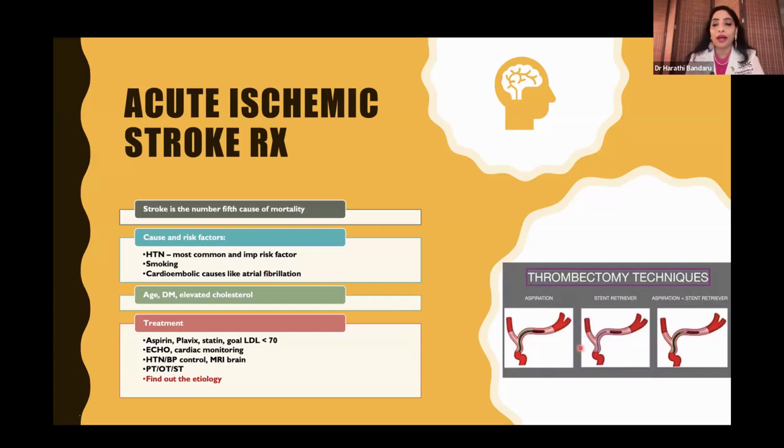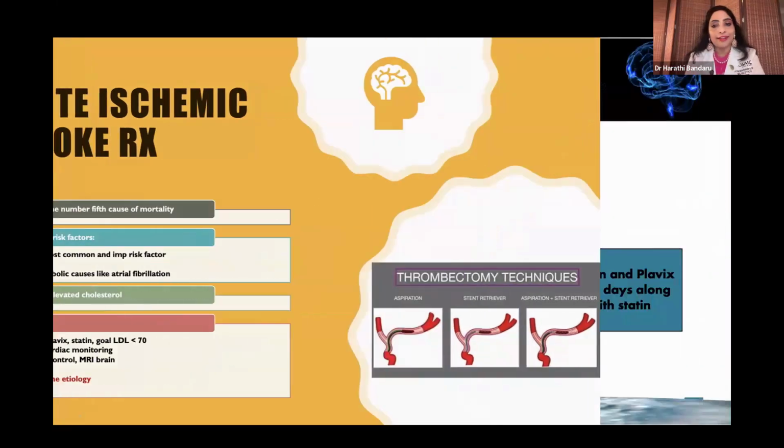On the right side, you have the techniques of thrombectomy. You can remove the clot through aspiration or stent retriever.